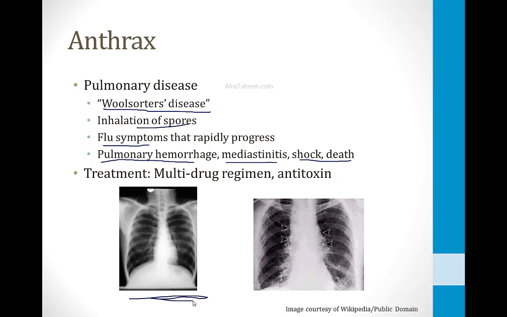Let's look at this chest x-ray on the left right here. This is the mediastinum here with my pen, and it's relatively narrow and normal appearing. Now let's look at the one on the right. This is the mediastinum here. It's much, much wider than normal.